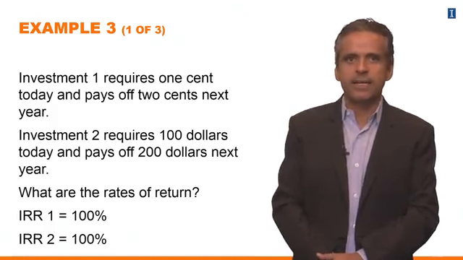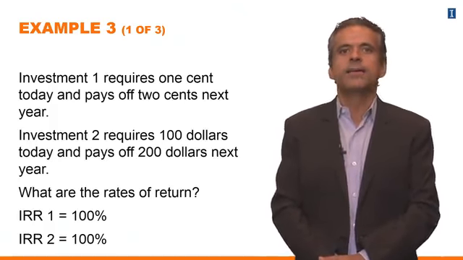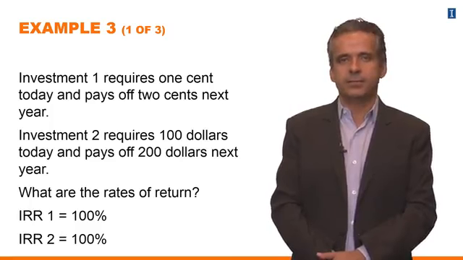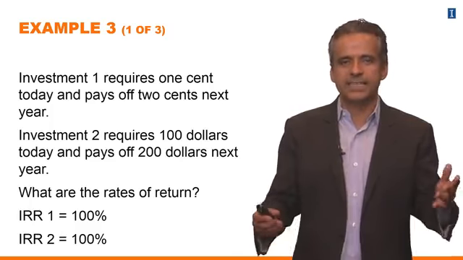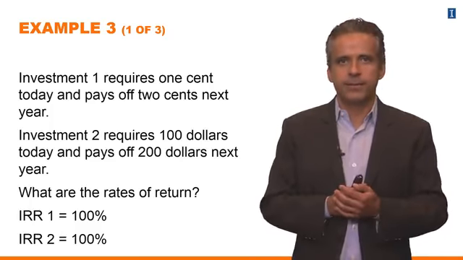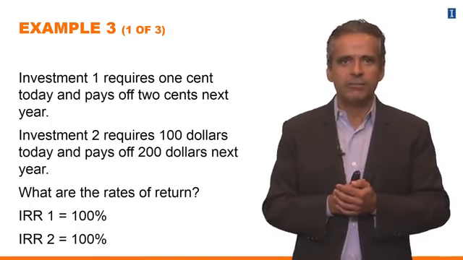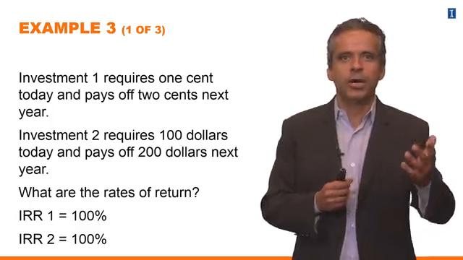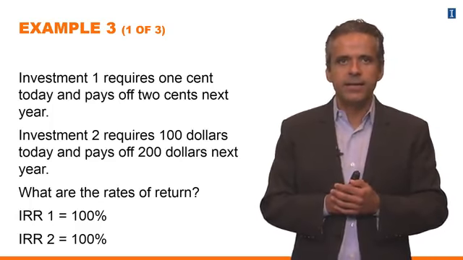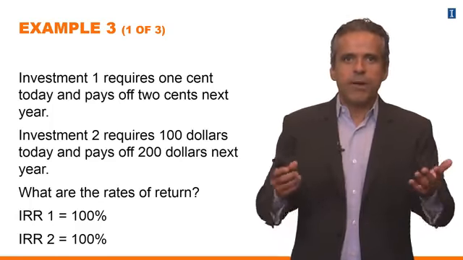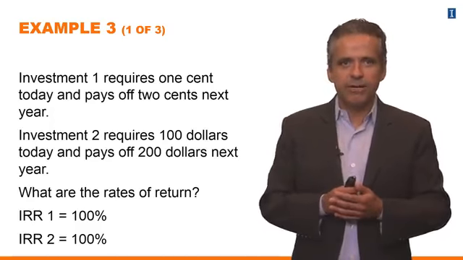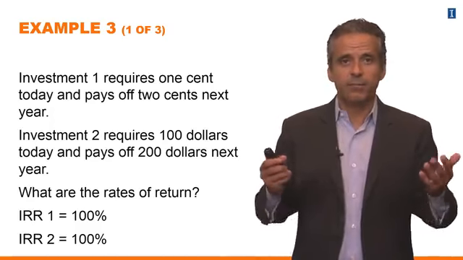We have an investment that requires 1 cent today and pays off 2 cents next year. So you make 1 cent in a year, investing 1 cent today. And then you have an investment that requires $100 today and pays off $200 next year. If you compute the rates of return of these two investments, you're going to find what? You're going to find 100% for both.